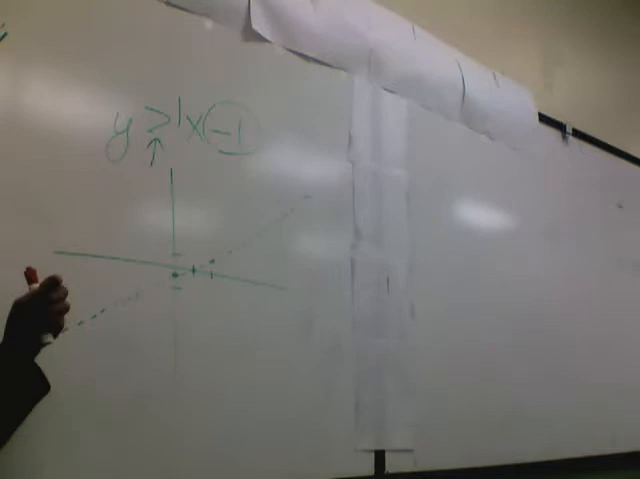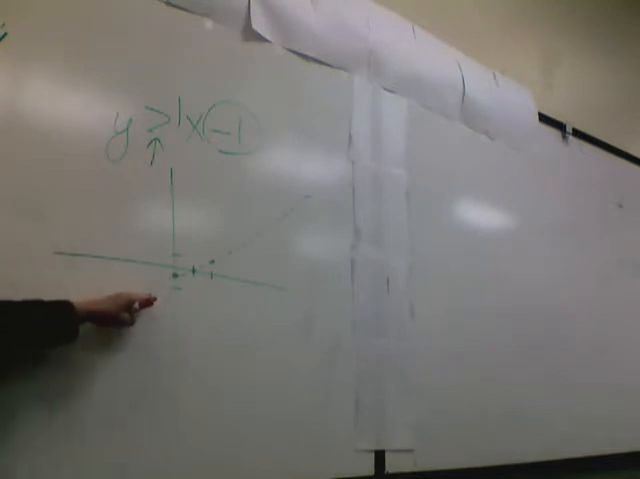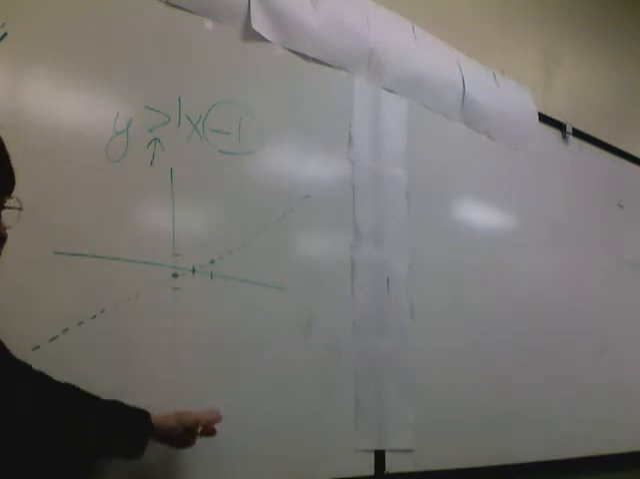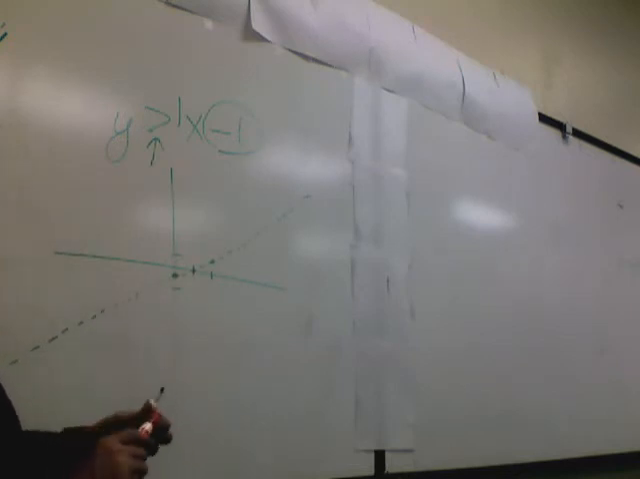Now we want it to be greater. If it's greater than something here, we're going to color above it. If this had said less, we would have colored below it.